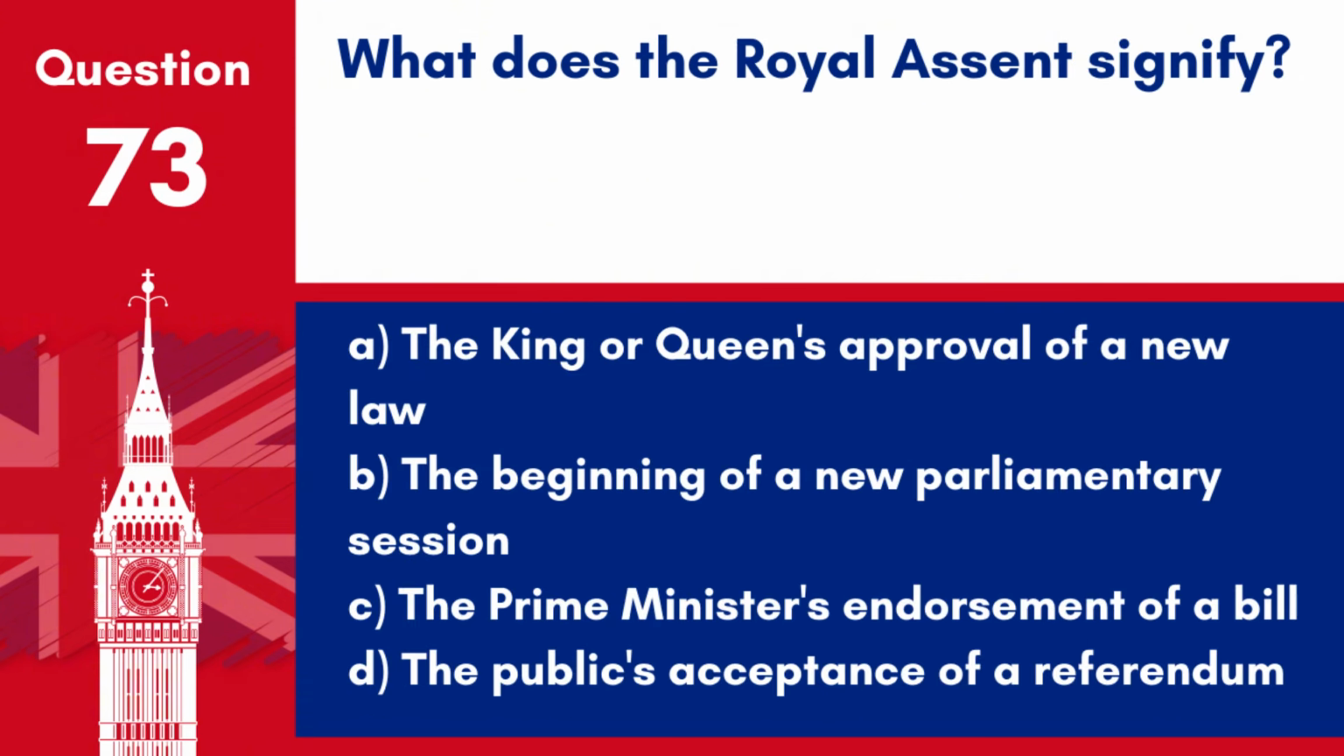Question 73. What does the royal assent signify? A. The King or Queen's approval of a new law. B. The beginning of a new parliamentary session. C. The Prime Minister's endorsement of a bill. D. The public's acceptance of a referendum. Answer A. The King or Queen's approval of a new law. Royal assent is the final step required for a bill to become law.